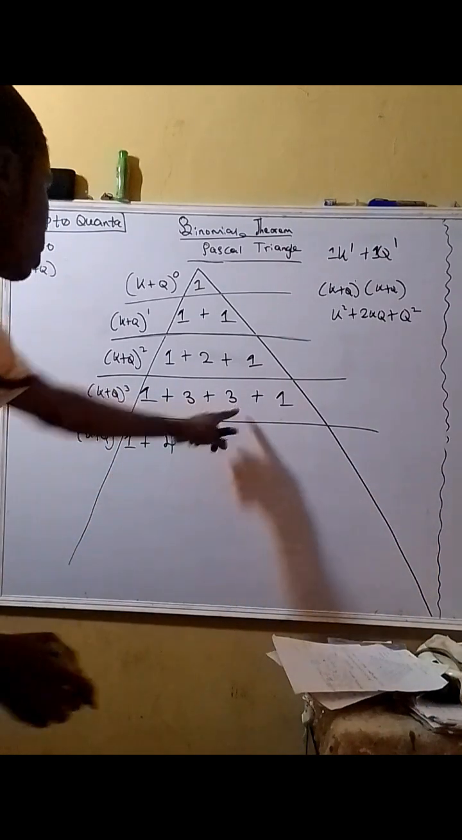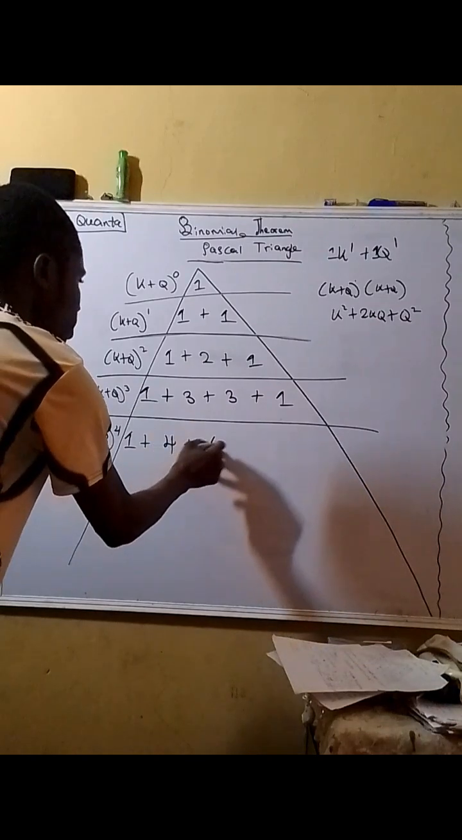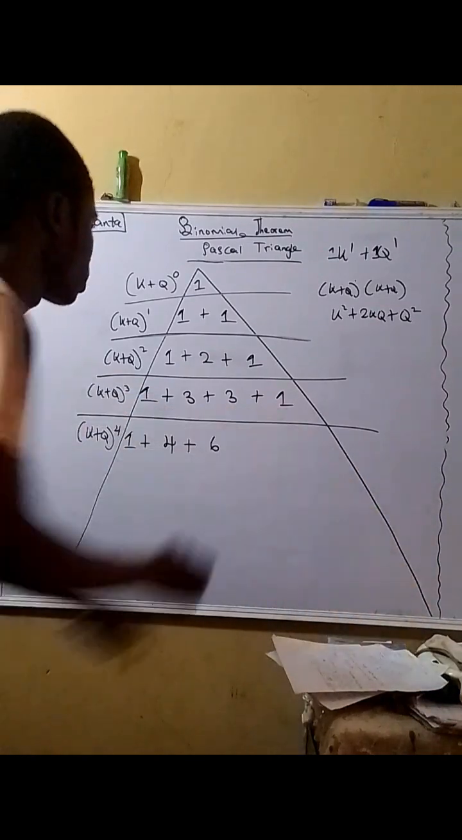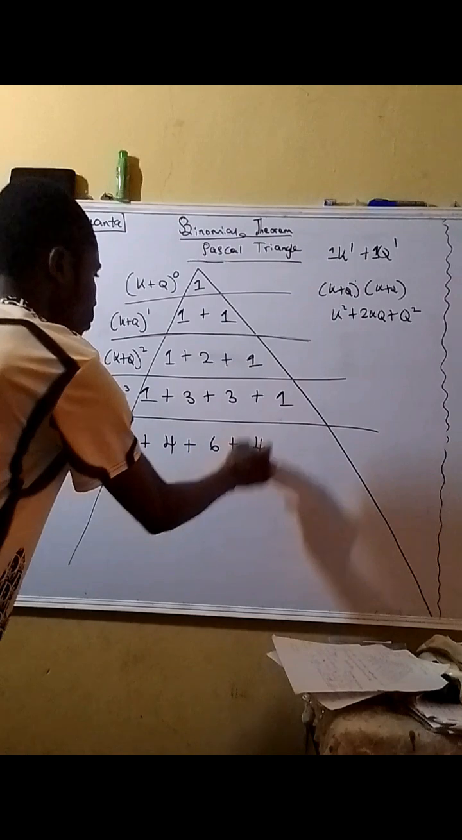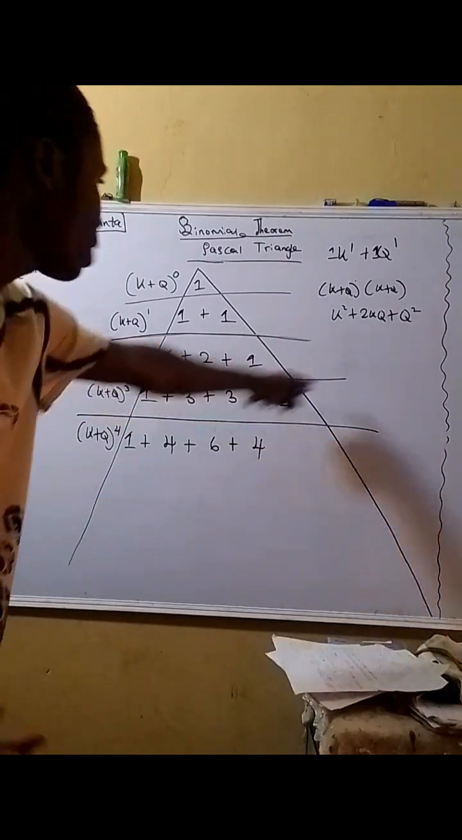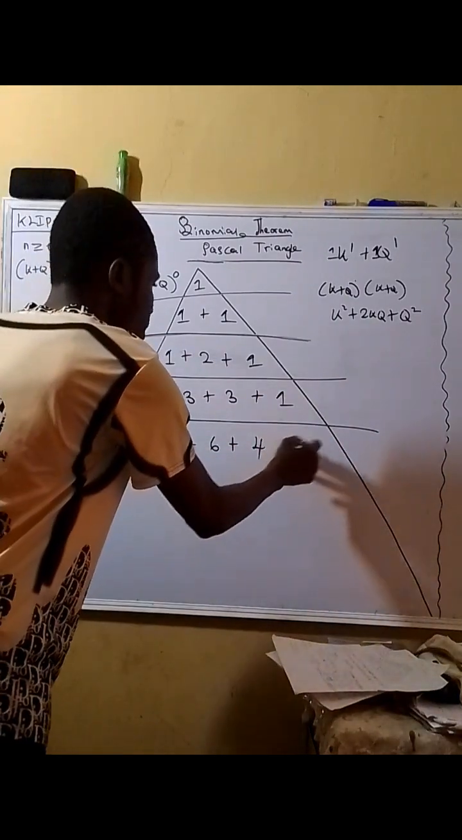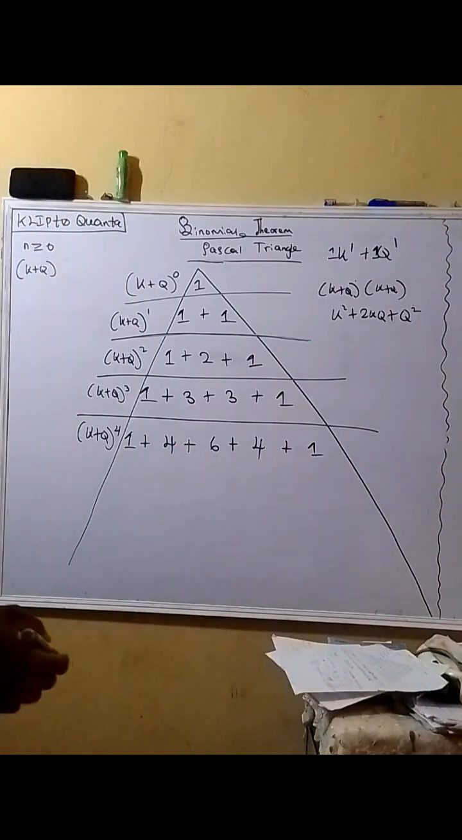Then 3 plus what? 3. You have what? Plus 6. Then 3 plus 1. You have what? Plus 4. Then is there anything to add up again? Nothing more. Then plus our last term, which is what? 1. Are you getting what I'm saying?